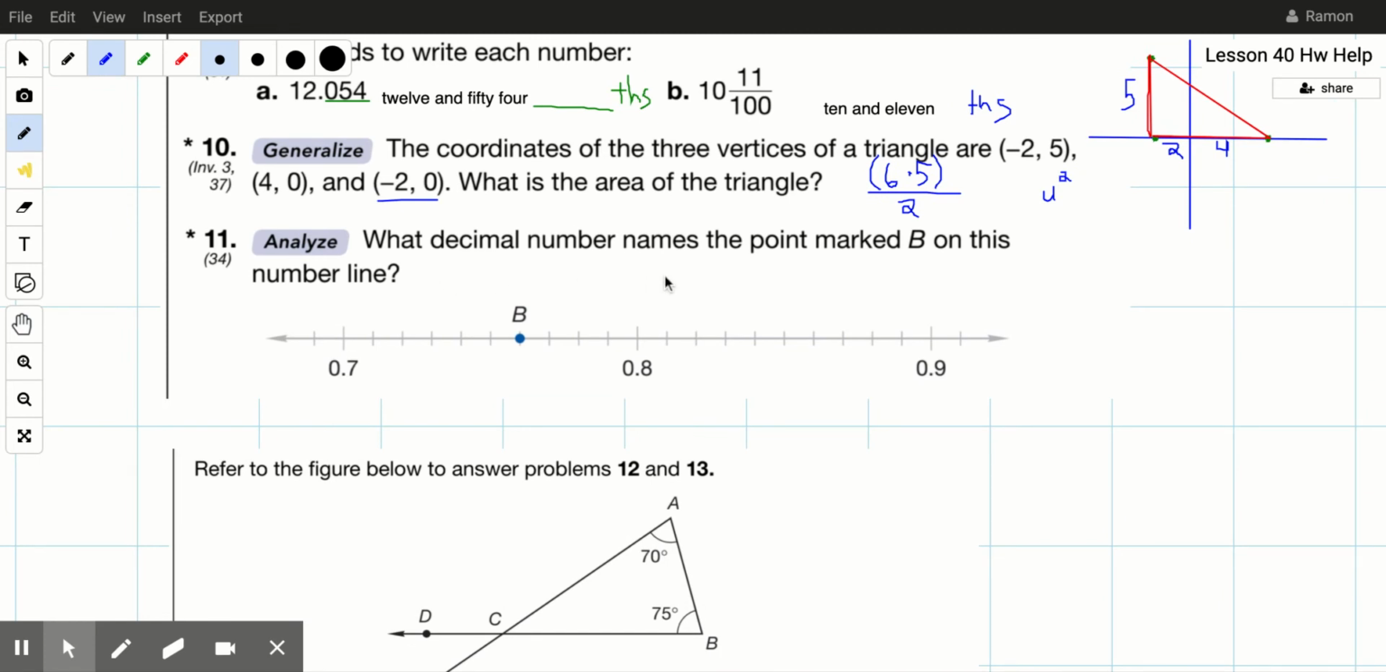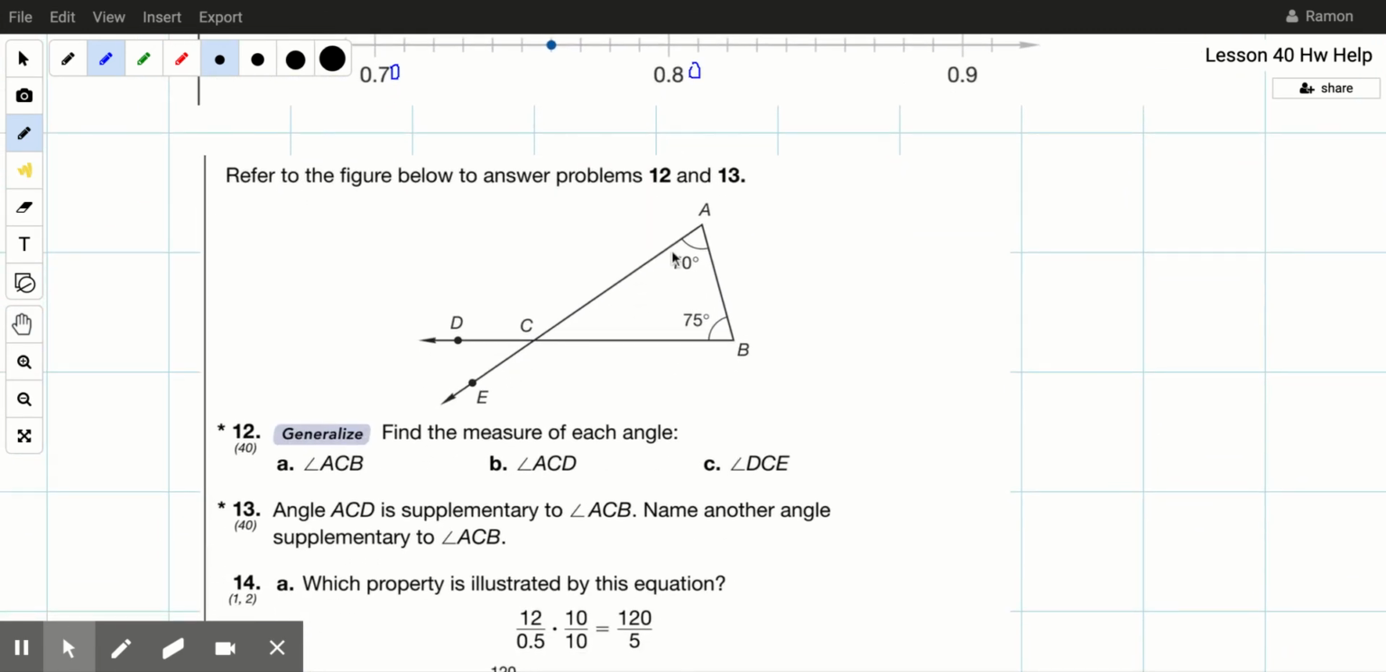Number 11, what decimal number names the point marked B on this number line? Just remember to add terminal zeros to the points in between, and then just count in between, 71, 72, 73, and so on. Keep in mind that it will be a decimal number. It is going to be a 7 in the ones place, tens place, so then it's up to you to determine what the value of the hundreds place is.